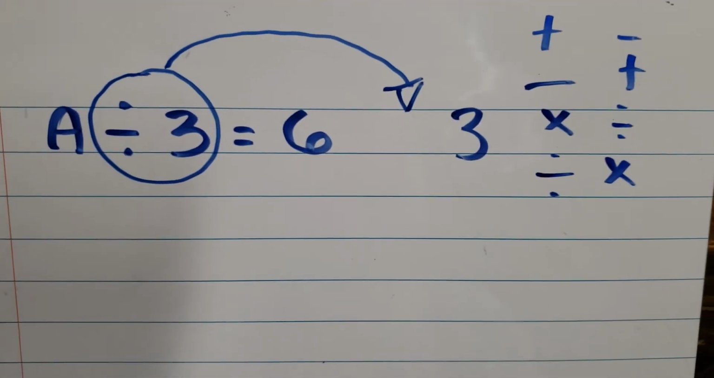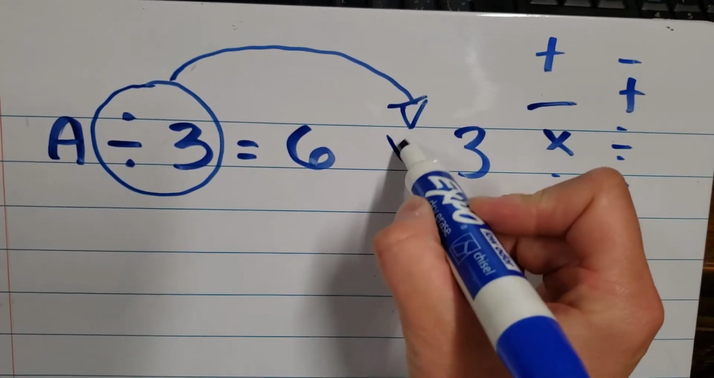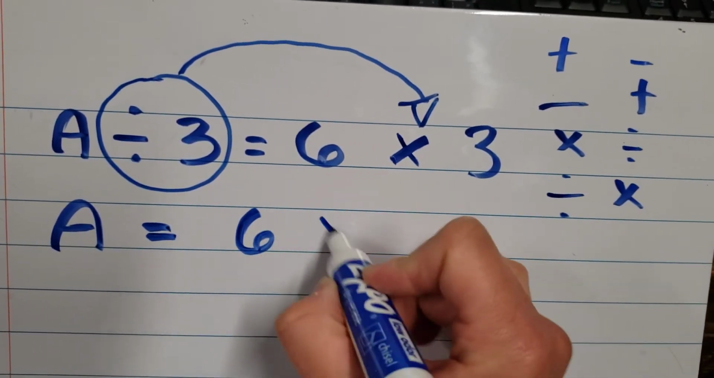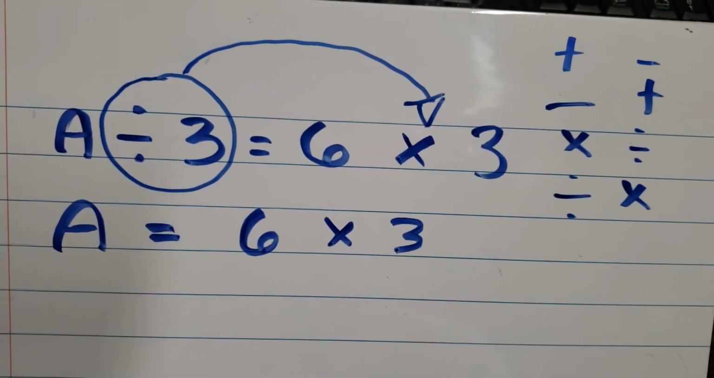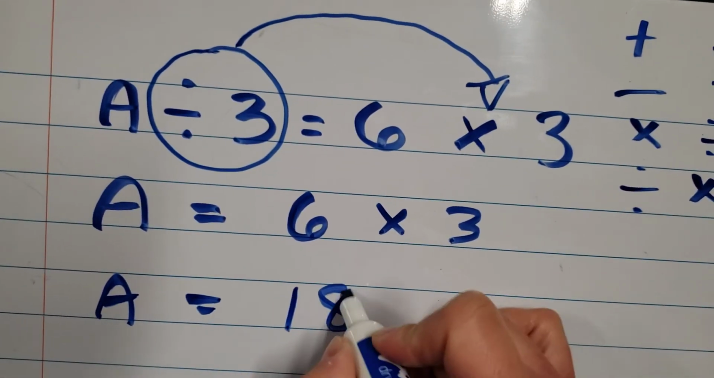So what we want to remember now is that division is going to become multiplication. So let's rewrite this so it's a little bit cleaner. a equals 6 times 3. And if my math is correct, I think 6 times 3 is 18. So I can write in a equals 18.